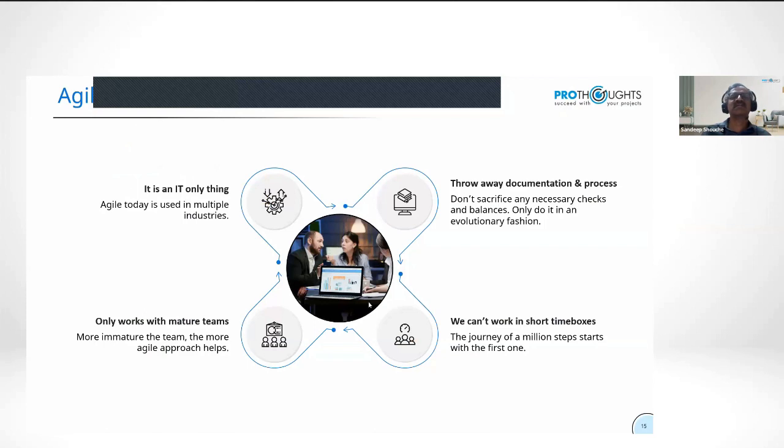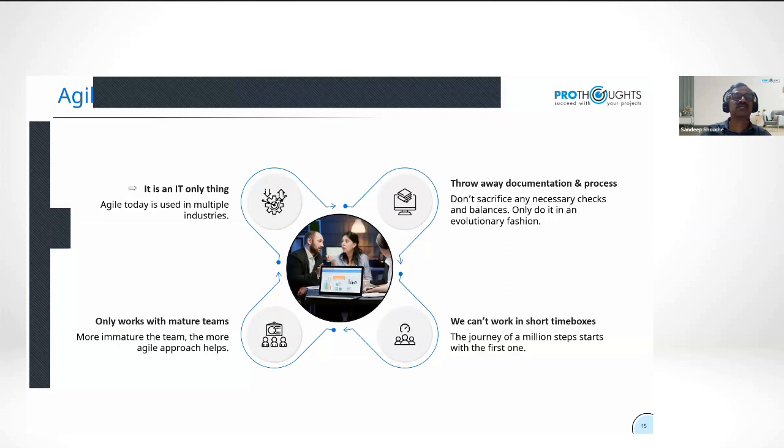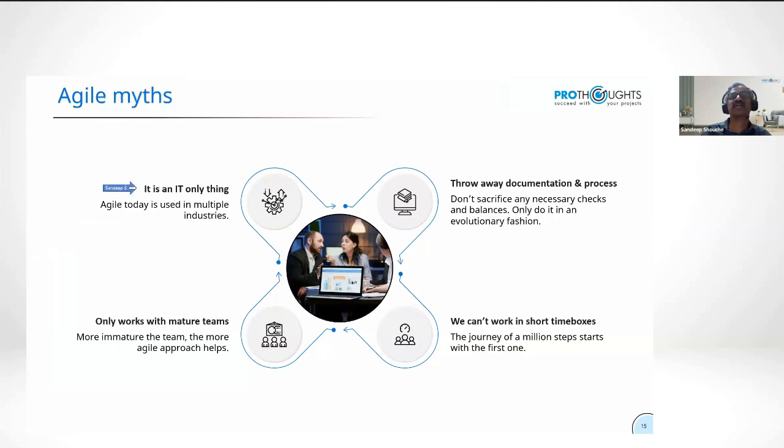Some myths that people still have sometimes, the prevalence of that myth may vary from organization to organization. People still believe it's only an IT thing. Oh, mine is an engineering company. We are a manufacturing company. It doesn't work for us. Sorry, it works everywhere. Everywhere. I already gave you examples of companies where we have done this.